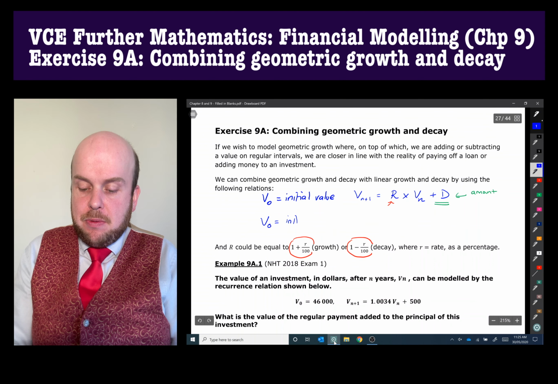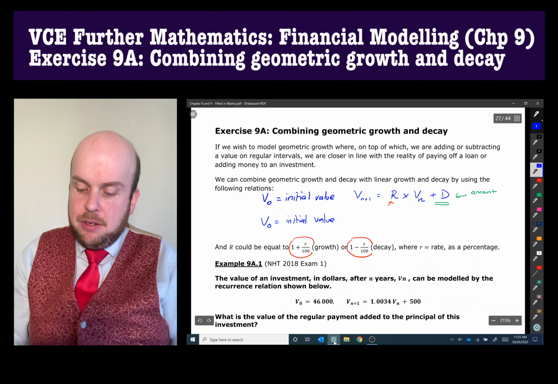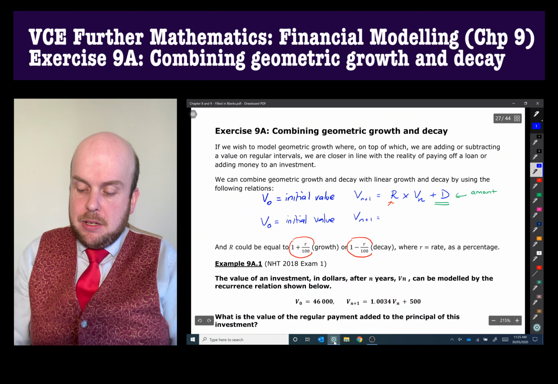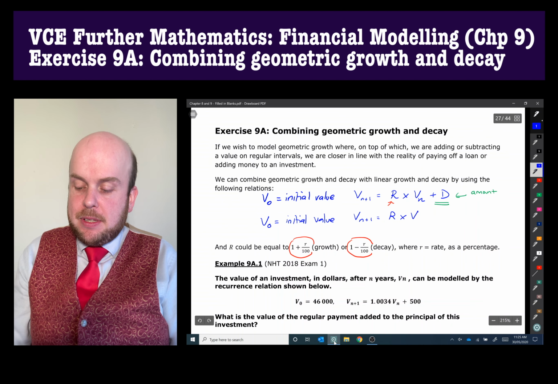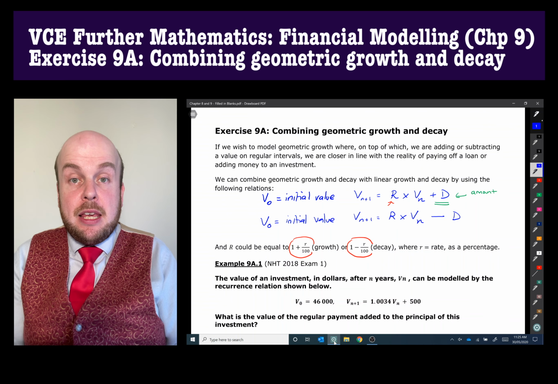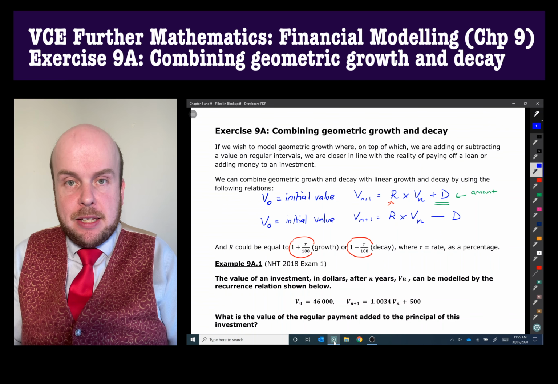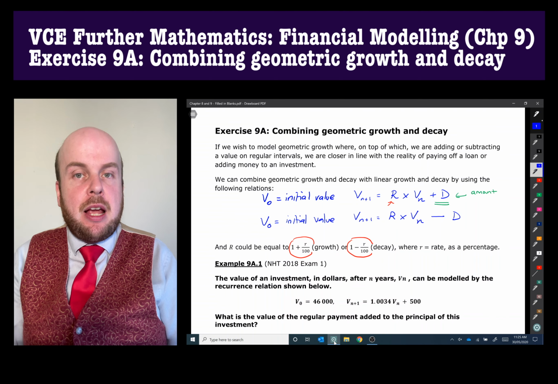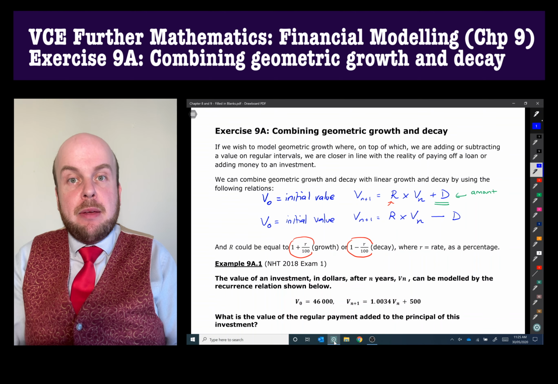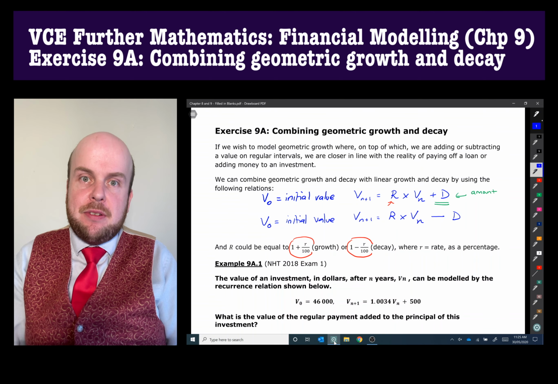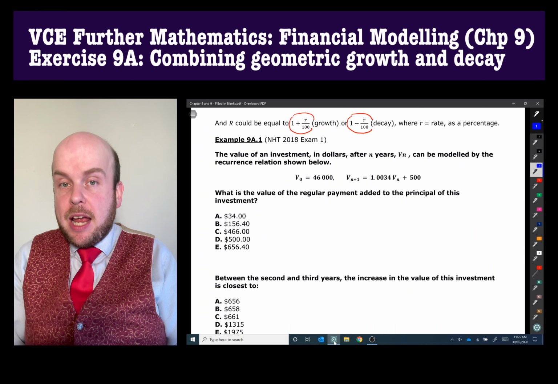The other situation, which we have here, we've got V0 equals initial value, and Vn plus 1 would be R times Vn minus D. And this would be the idea that I've borrowed some money. So this second one is very much like I'm borrowing money and I'm constantly making payments to try to get it down to zero.